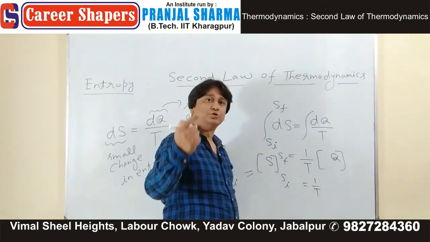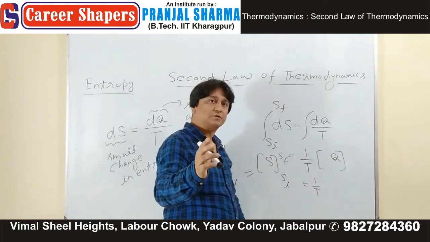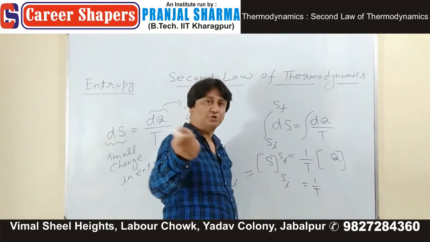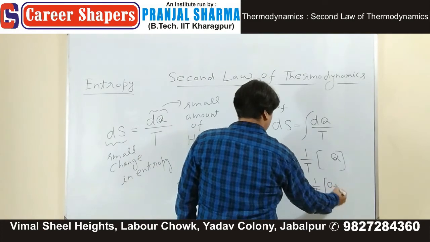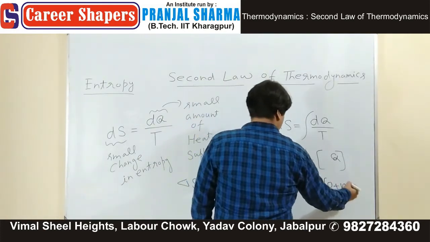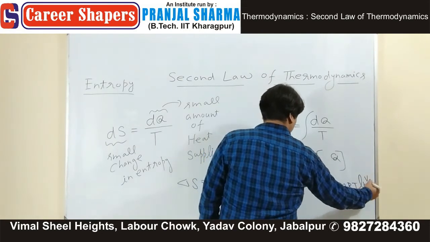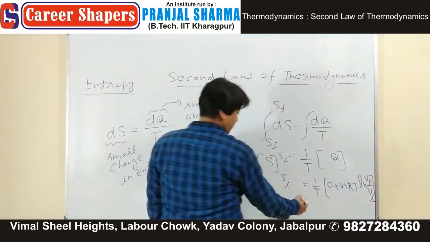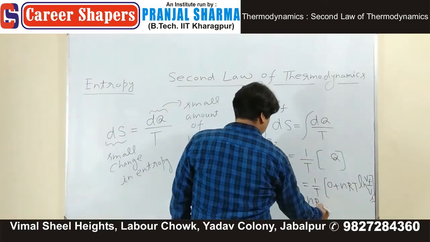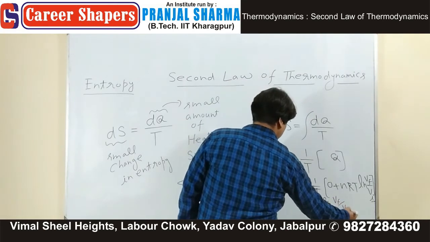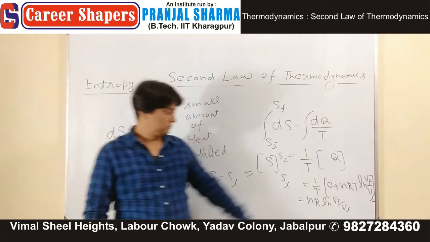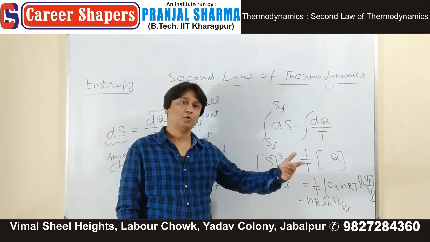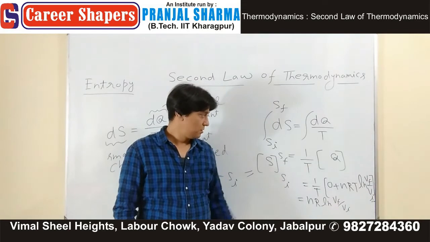For an isothermal process, you know this Q has two things: change in internal energy plus work. And how much is the change in internal energy for an isothermal process? Zero. And what is the formula of work? nRT log V final upon V initial. So what is delta S coming? T and T cancelled. nR log V final upon V initial. This part is the change in entropy when the process is isothermal.